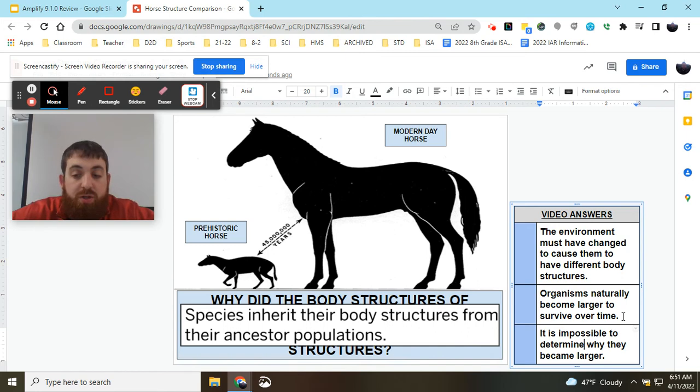Organisms naturally become larger to survive over time. Yes, some do, but sometimes organisms become smaller to survive. The size of species doesn't always become larger over time. So that leaves the environment must have changed to cause them to have different body structures, and we could talk about those changes, but something has caused them to become larger over time.